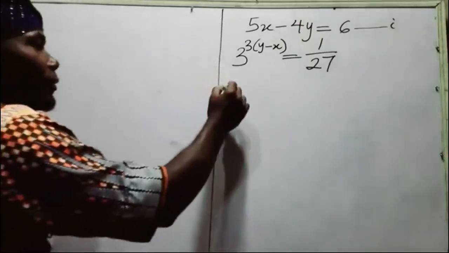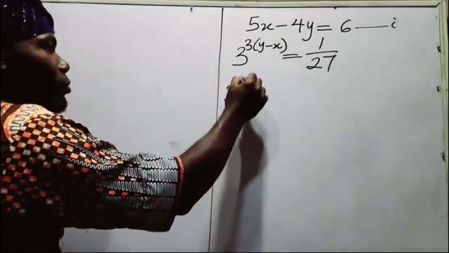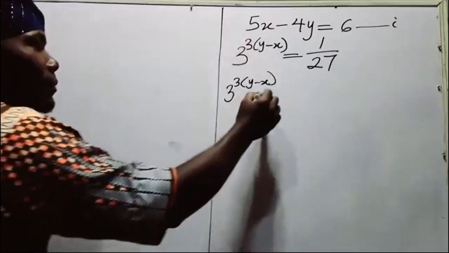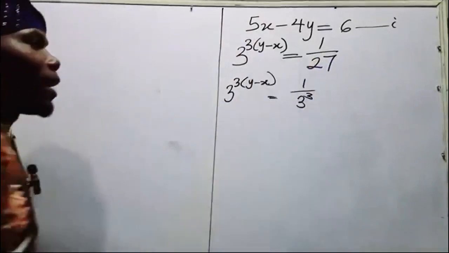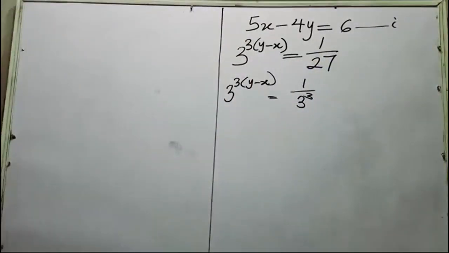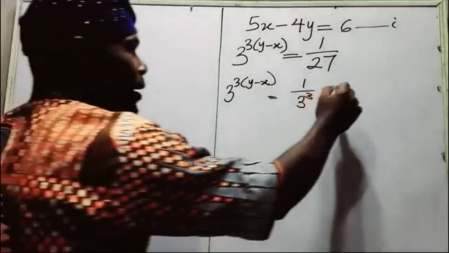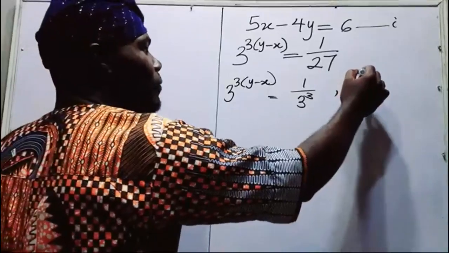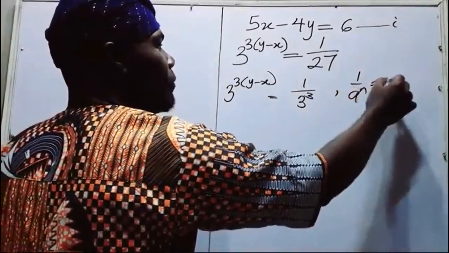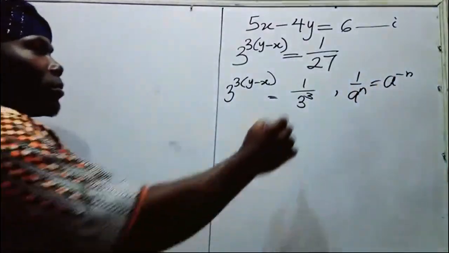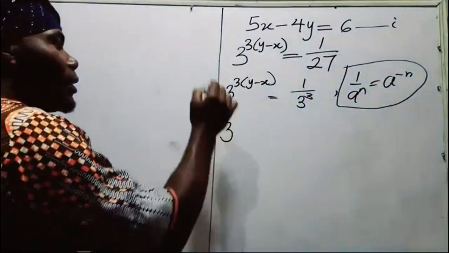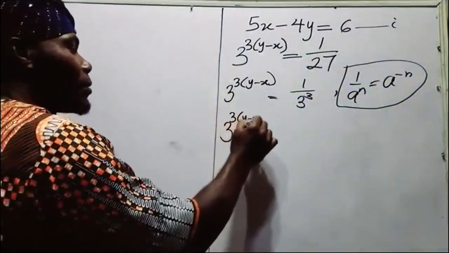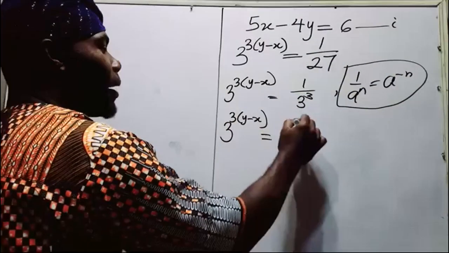So we have 3 raised to power 3 bracket y minus x is equal to 1 over 27, which can also give us 3 raised to power, so 27 is 3 times 3 times 3. Now, recall that 1 over a raised to power n will give you a raised to power minus n. So let's apply this. We have 3 raised to power 3 bracket y minus x is equal to 3 raised to power minus 3.